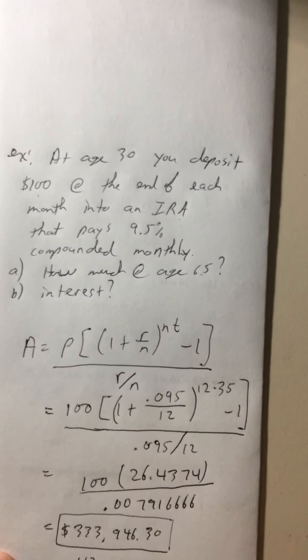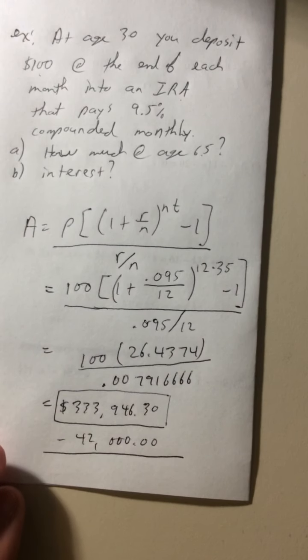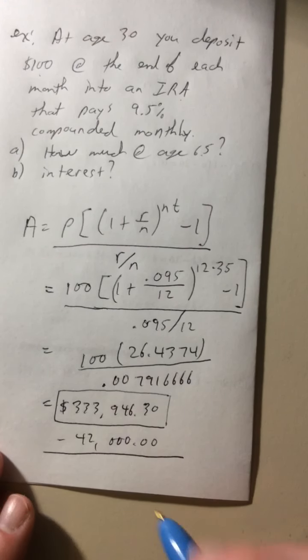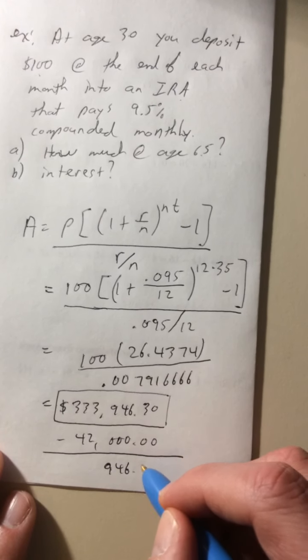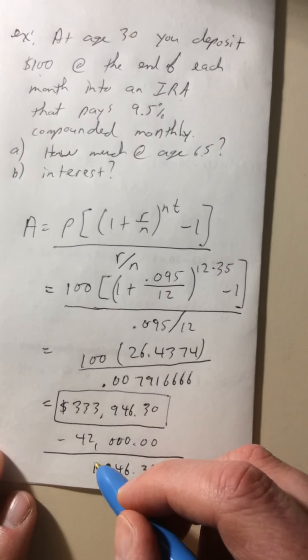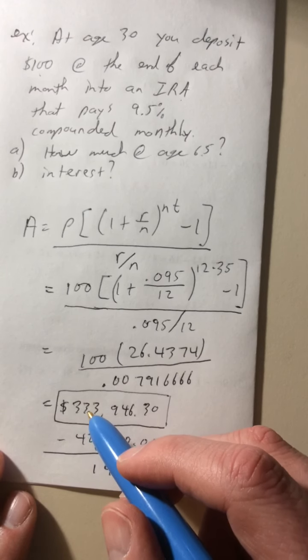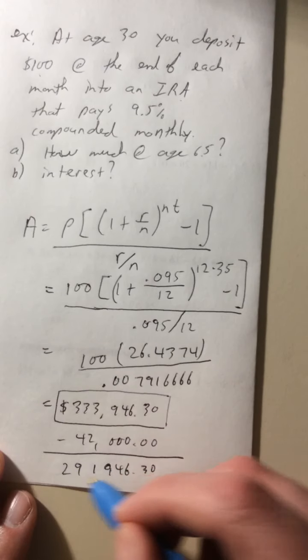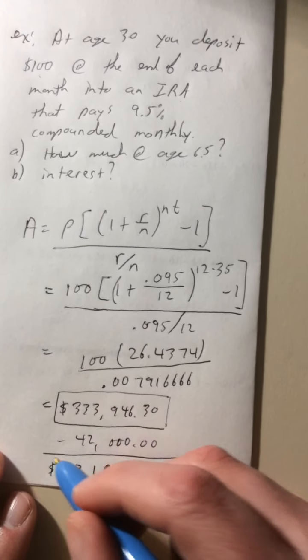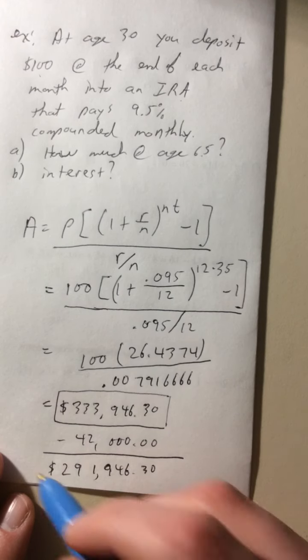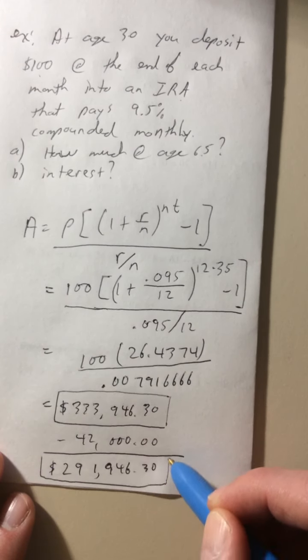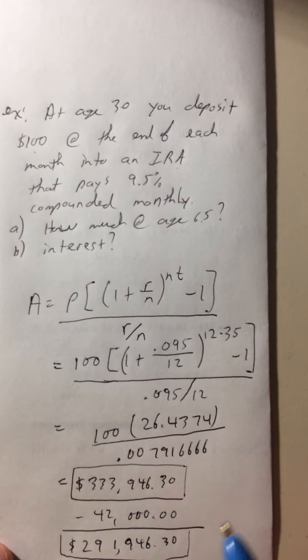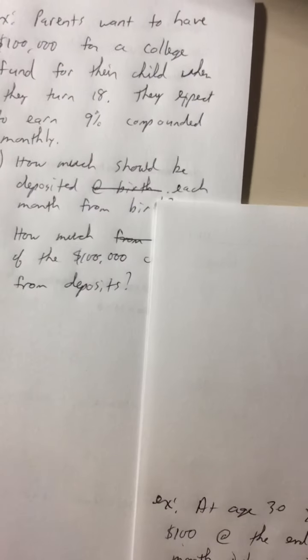And this is going to be our interest. Oops. So 333,946.30. So obviously we're going to have 946.30 here. And that's going to be a 1. And so this is going to be 13 minus 4 is 9, 29. There we go. So $291,946.30 in interest that we gained just by letting the compound interest do its thing. Okay, so again, just plugging the numbers into the formula. It is really simple stuff.